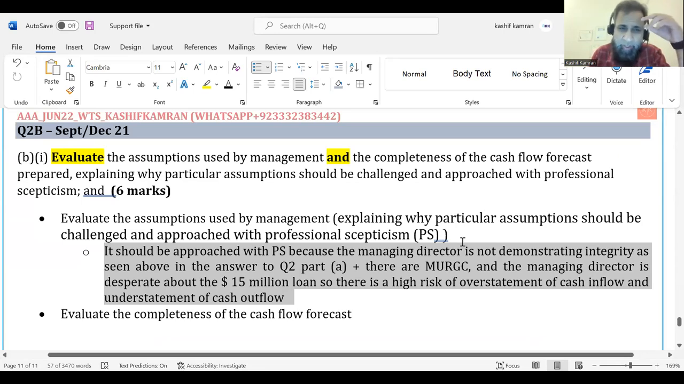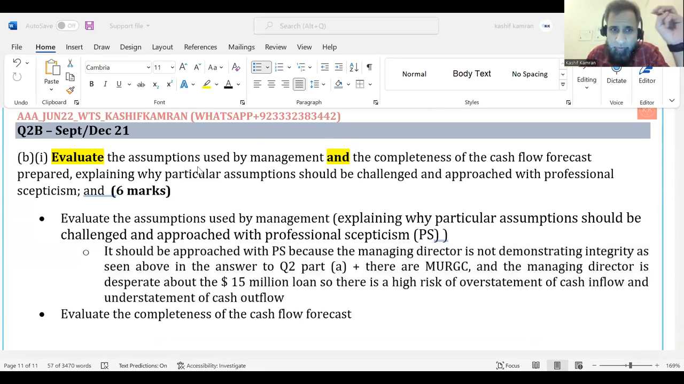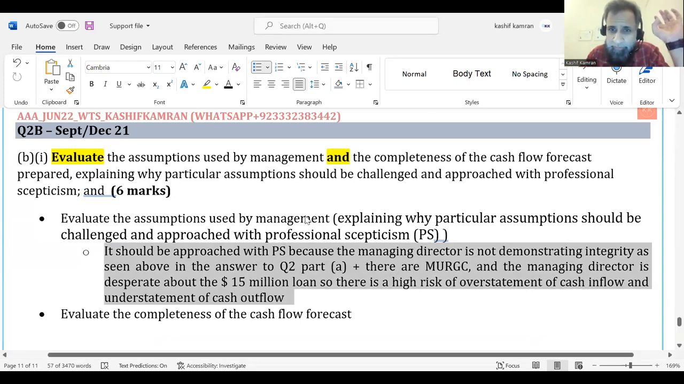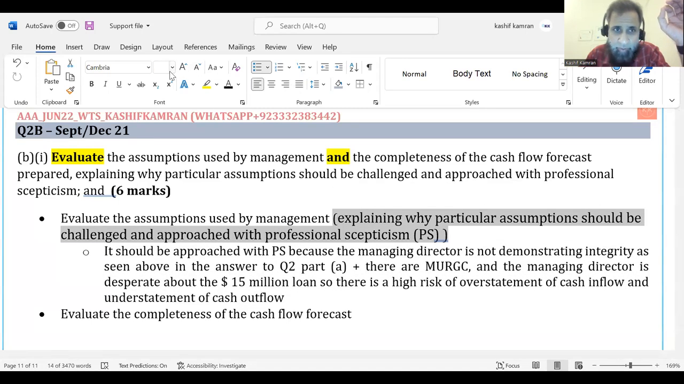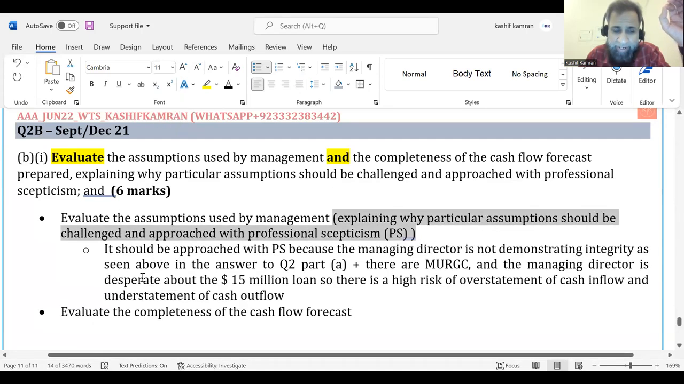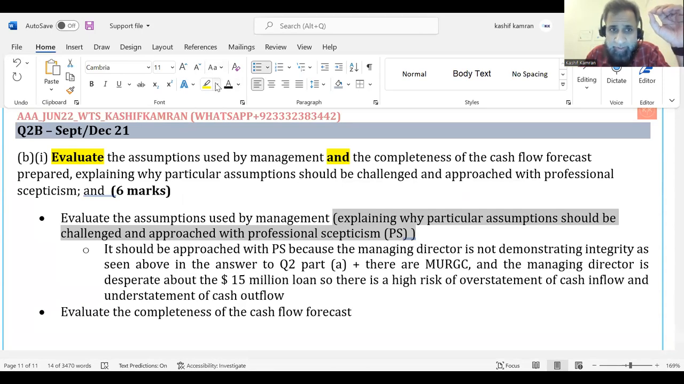So we were just discussing that question, right? Evaluating the assumptions. When you are evaluating the assumptions, the examiner wants two things from you. Number one, evaluate the assumptions used by management, explaining why the particular assumption should be challenged and approached with professional skepticism. Number two, the examiner wants you to evaluate the completeness of the cash flow forecast.